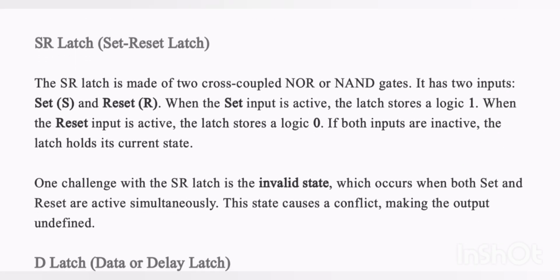SR latch, set-reset latch. The SR latch is made of two cross-coupled NOR or NAND gates. It has two inputs, set S and reset R. When the set input is active, the latch stores a logic 1. When the reset input is active, the latch stores a logic 0. If both inputs are inactive, the latch holds its current state. One challenge with the SR latch is the invalid state, which occurs when both set and reset are active simultaneously. This state causes a conflict, making the output undefined.